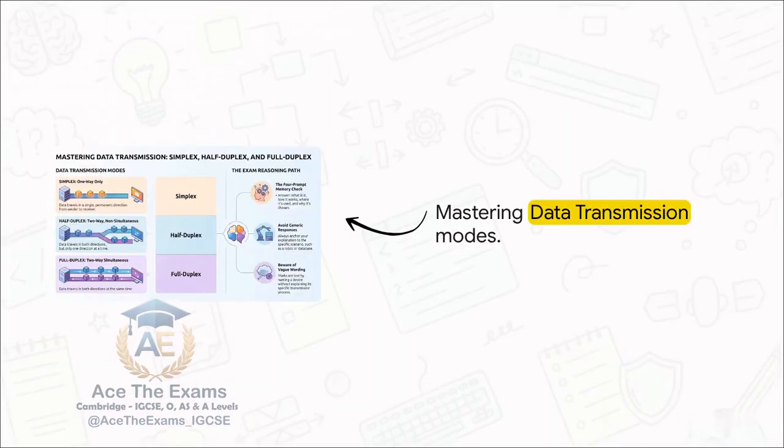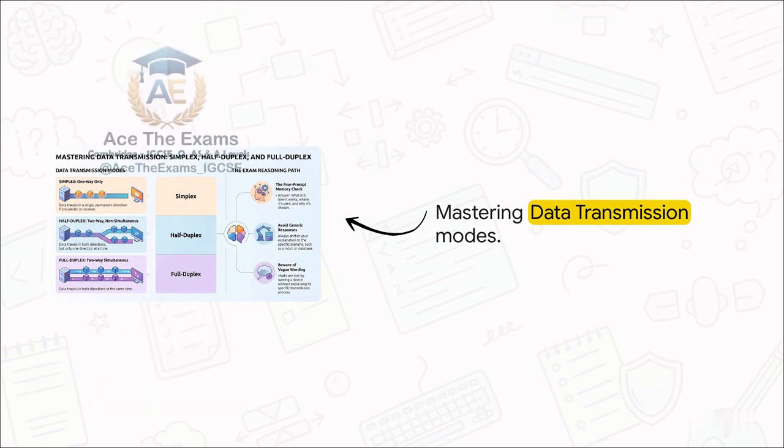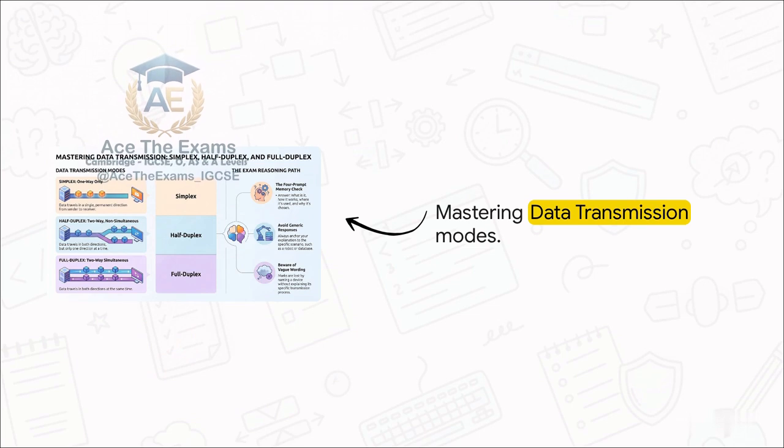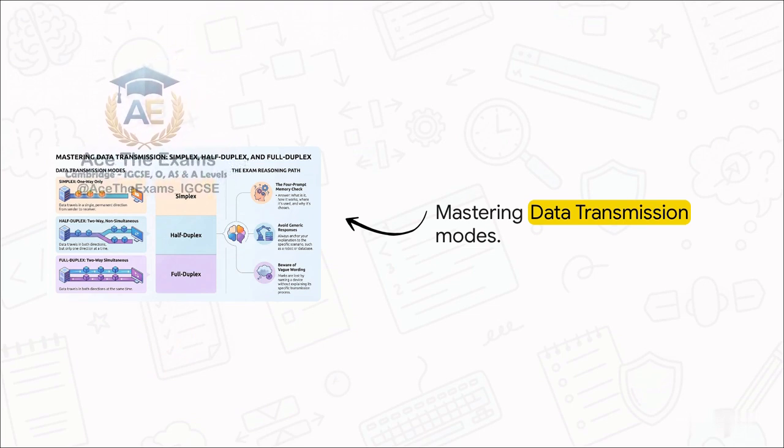Now let's take a look at this image we have up on screen. It perfectly lays out the 3 actual modes of transmission. Simplex is one way only. Data travels in a single, permanent direction, like a keyboard sending data to a monitor.